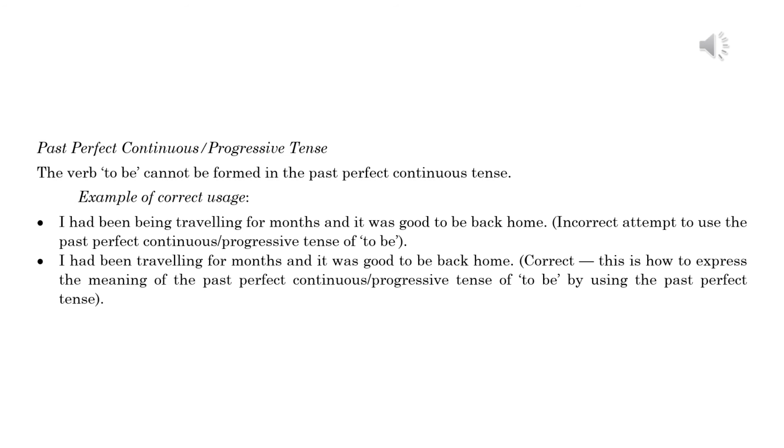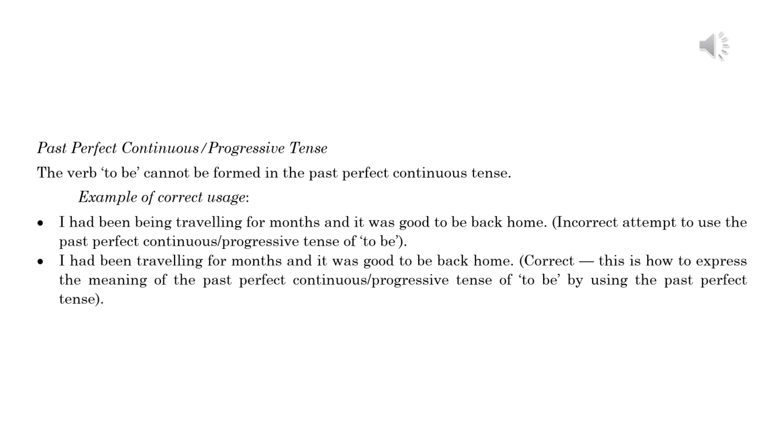Incorrect attempt to use the past perfect continuous or progressive tense of to be. I had been being travelling is wrong. I had been travelling for months and it was good to be back home. Correct. This is how to express the meaning of the past perfect continuous or progressive tense of to be by using the past perfect tense.